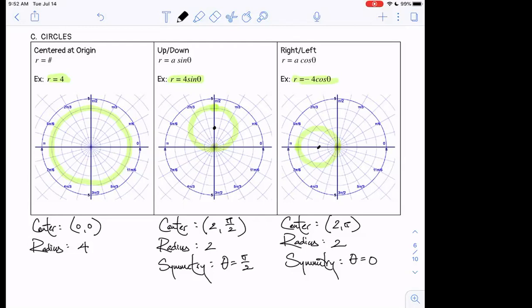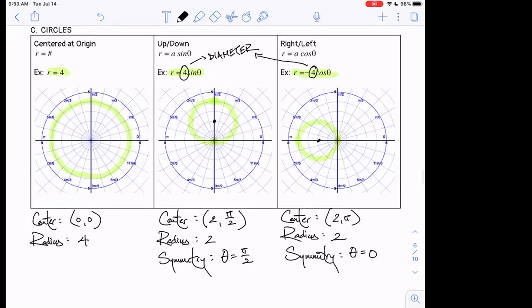And that number in the front no longer represented the radius, but it actually represented the diameter. So this number is actually the diameter of the circle. And similarly, that 4 in front of the cosine is the diameter of that circle. So that's why we had a radius of 2.